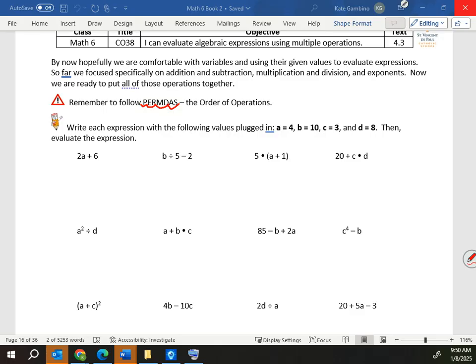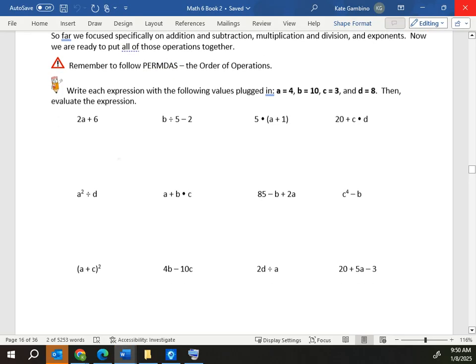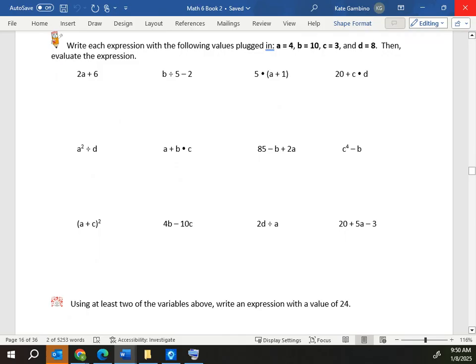So with this objective, we're going to write each expression with the following values plugged in. If we see an A, we're going to put a 4. If we see a B, we're going to put a 10. If we see a C, we're going to put a 3. And if we see a D, we'll put an 8. Then we're going to evaluate the expression. We're going to do the math.